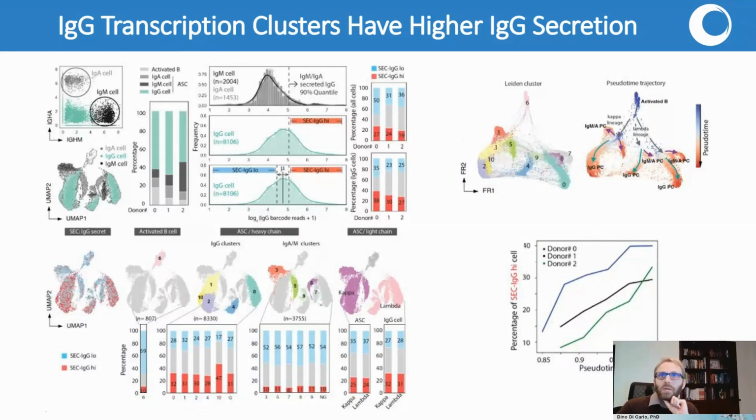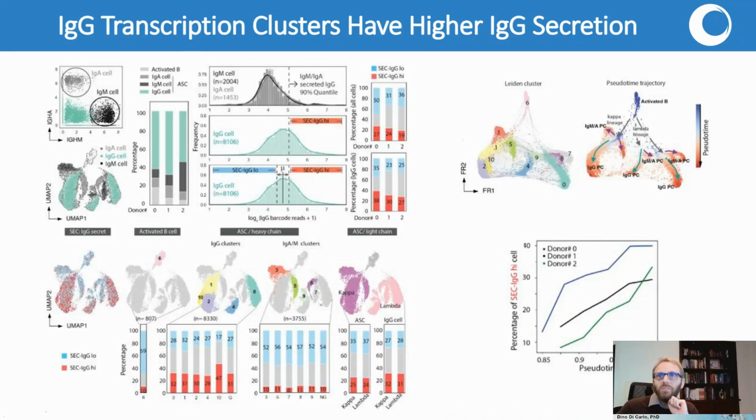And so what we find is that the SEC-seq IgG high are with the clusters that are the IgG secretors. That makes sense. So the red ones here are all the high secretors. Percentages here, and if you go to the ones that are IgM or IgA, there's very low levels of this barcode. And in particular, there's an interesting thing here where number 10, which is one of these subpopulations, has even higher IgG secretion.